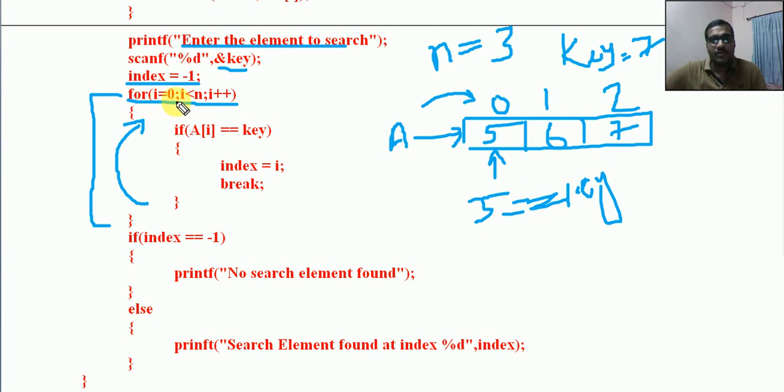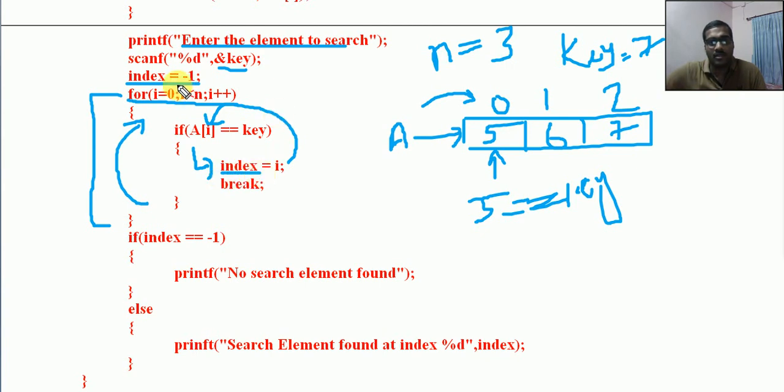Then for I equal to 2, 2 less than 3, that is also true. It will enter into the body of the loop. If a of I, that is a of 2, that is 7, equal to key 7, that is true. Now it will enter here. Now it becomes true. Index equal to I. What we are assigning here is whatever the value of I is here, that I will be assigned to the index variable.